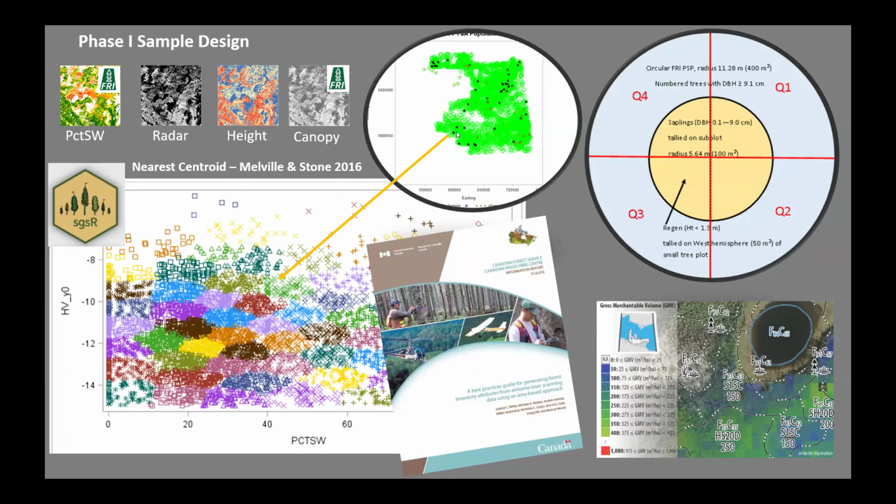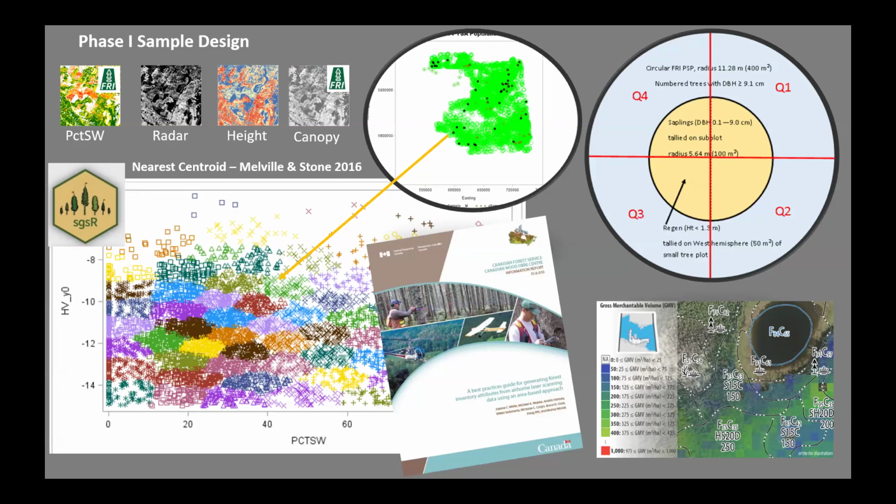So in this image here, I've got a black dot showing a selected grid cell. This one would, for instance, represent the closest to the centroid of this cluster in multi-dimensional space. And what we do with that is it allows us to really become efficient in capturing the range of conditions that are out on the landscape. And this is a type of structurally guided sampling, and I'm pleased to see that Melville and Stone's algorithm has been made available as part of the SGSR package.